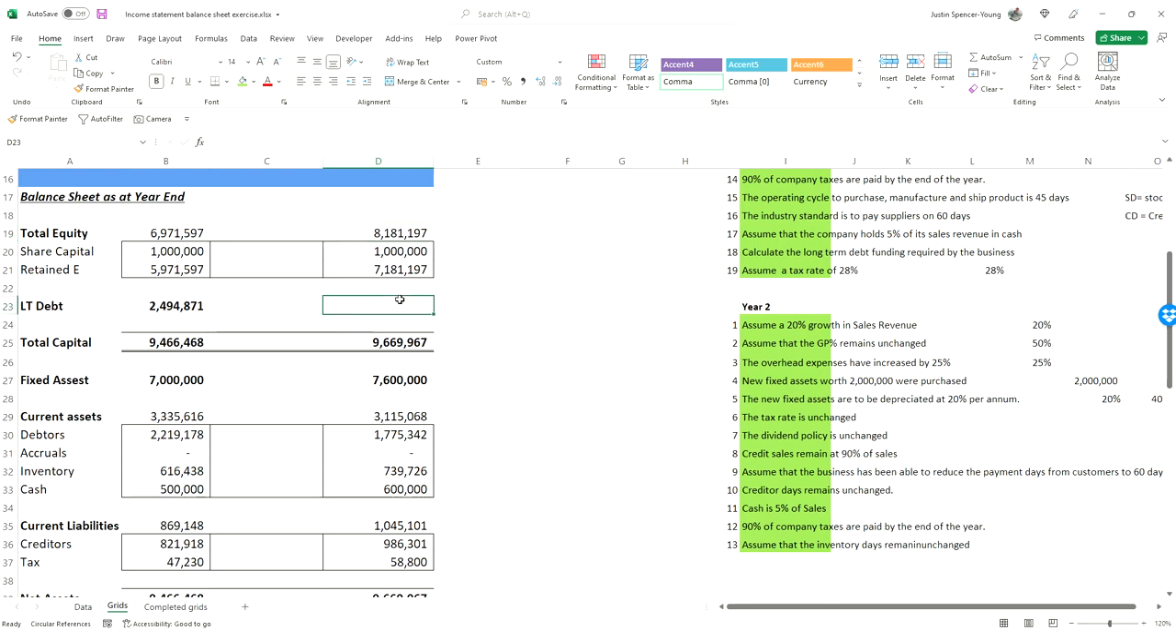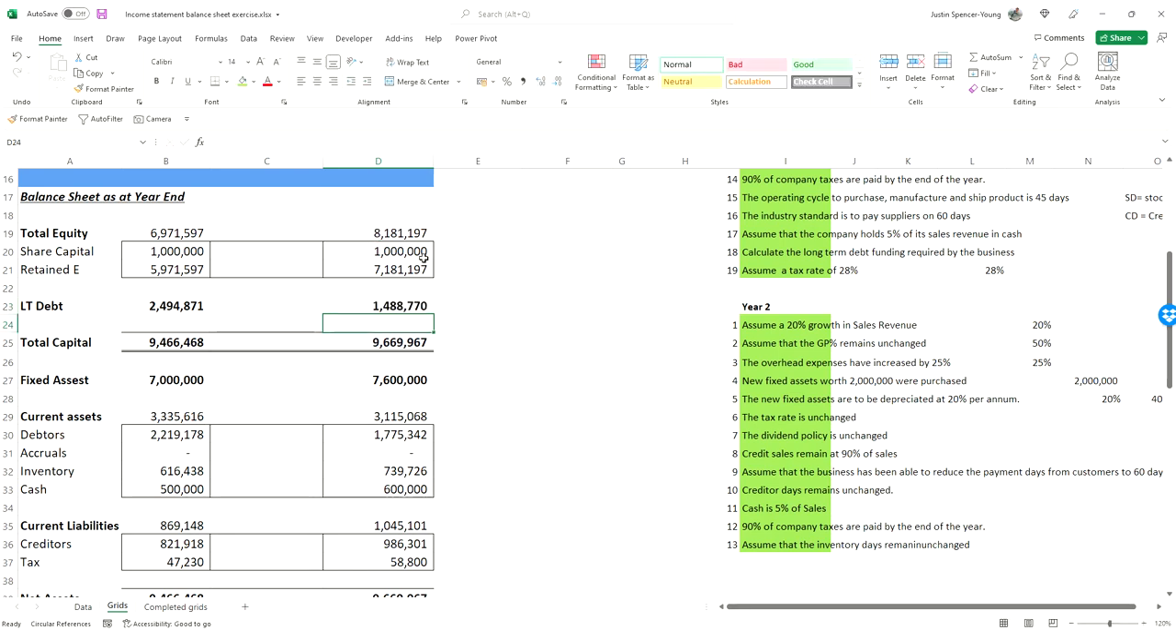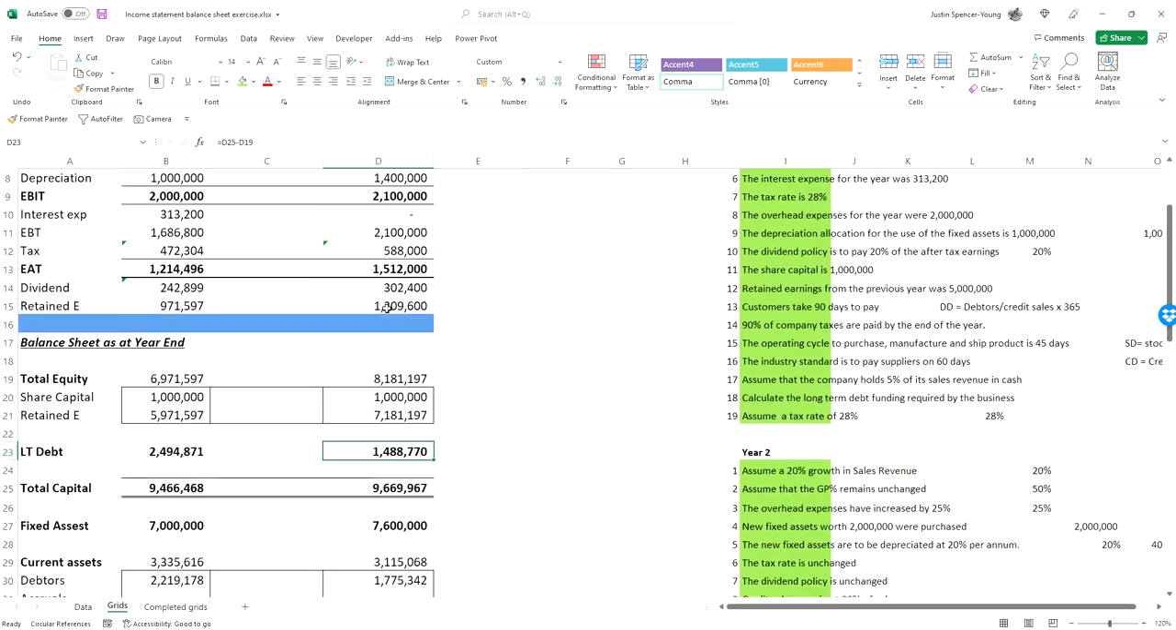So therefore the debt requirement in the next year is going to be the total capital minus the equity. All right. We've got some debt here at 1.4 million and some change, nearly 1.5 million. Now, by doing this debt calculation, what that means is we now have to calculate some interest and put it back in the income statement.